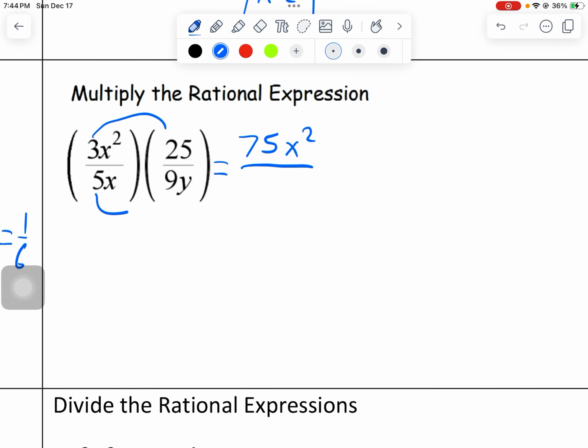So here we have 5 times 9, which is 45, and then we have x times y, which we just put side by side. Now, this turns into a problem like what we were doing in the previous lesson.